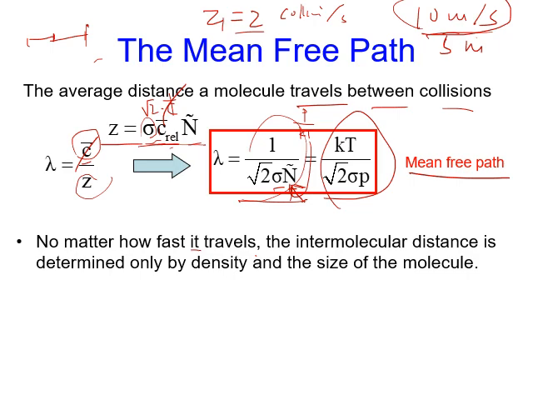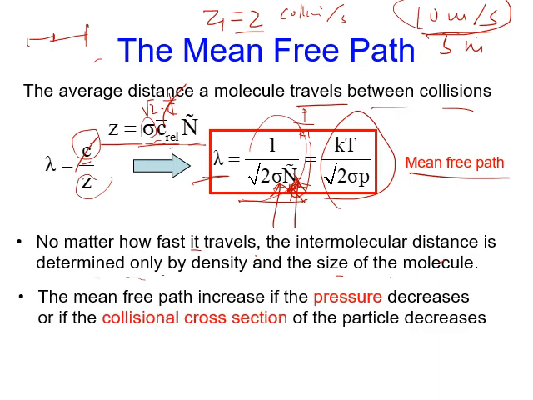All right, no matter how fast it travels, the intermolecular distance, or the mean free path, is determined only by the density, which is the number density, and the size, which is the cross-section area. The larger the cross-section area, the more collisions you make, and the smaller the mean free path.